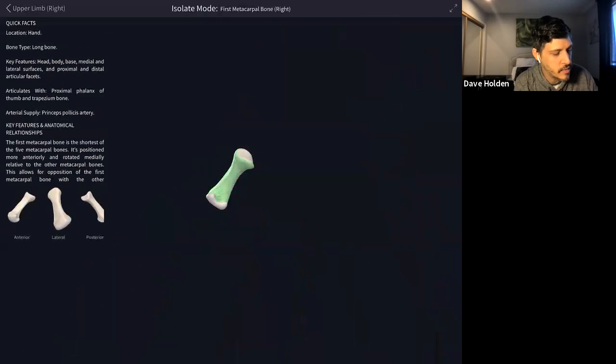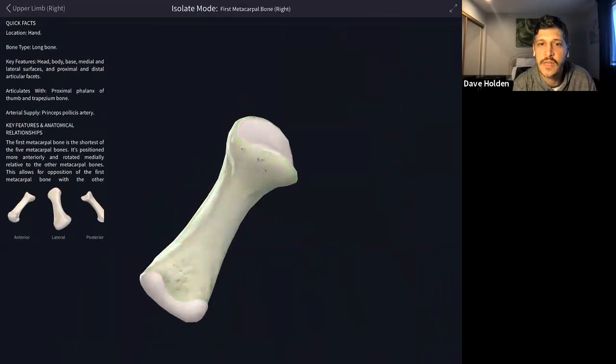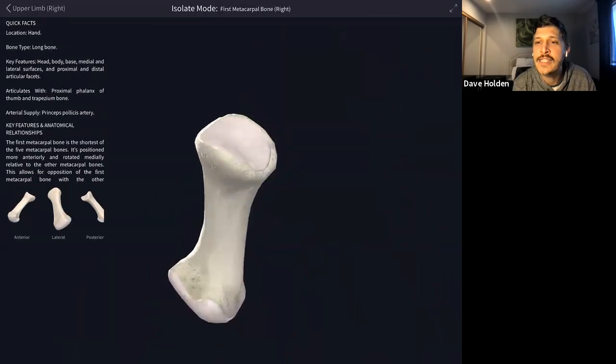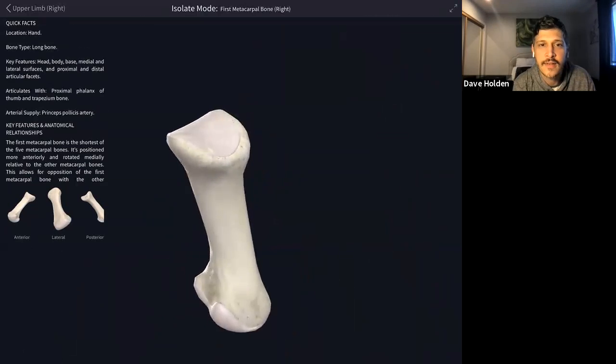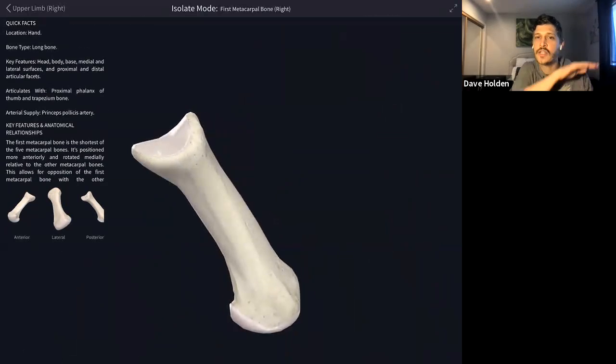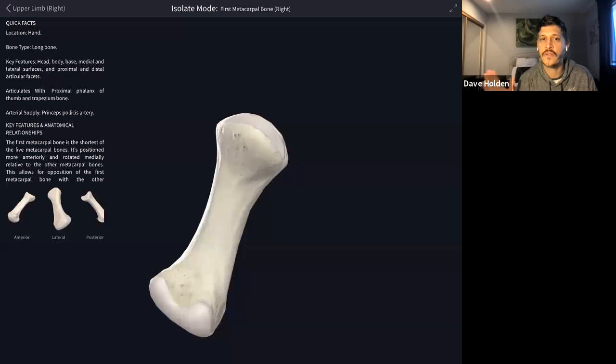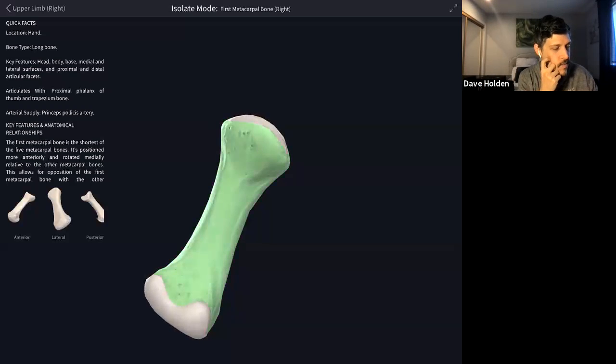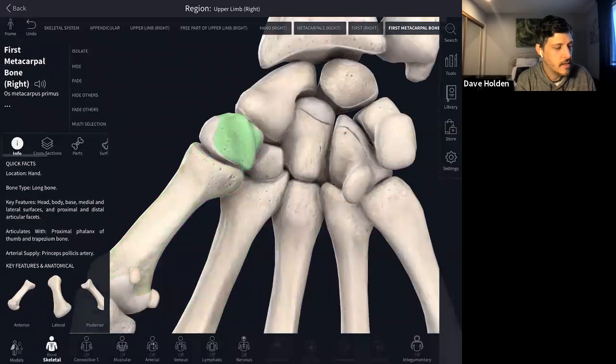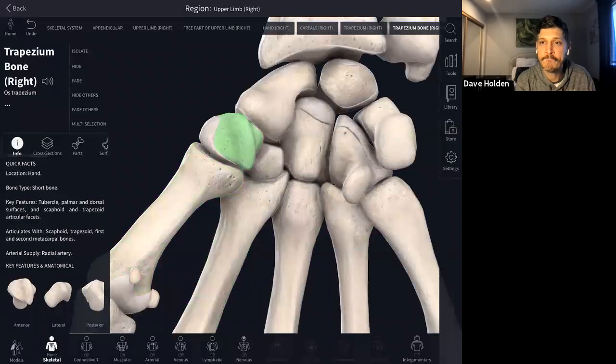I'll isolate this bone. Look at that proximal joint surface and you'll see what I mean. It's very distinctly Pringle shaped, right? It's curved from one side to the other, and it is also curved from the front to the back. It will fit perfectly with the trapezium.